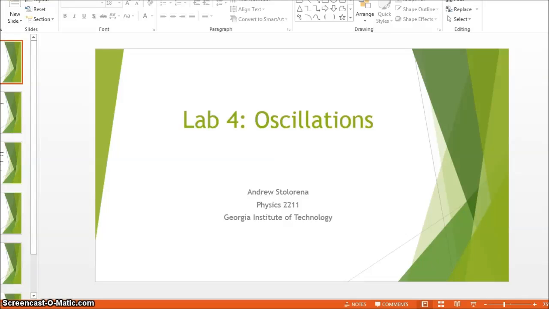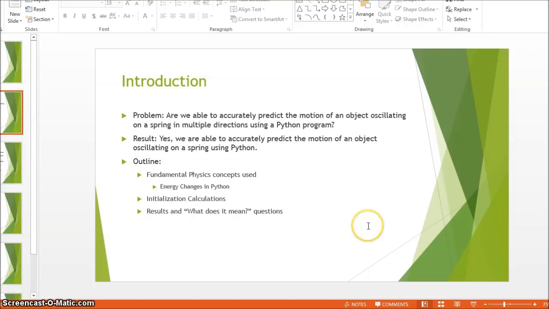Hello, so today we are talking about spring oscillations in Lab 4. To introduce, the problem that we are exploring is: are we able to accurately predict the motion of an object oscillating on a spring in multiple directions using a Python program? And the result of this is, yes, we are able to accurately predict the motion of an object oscillating on a spring using Python.